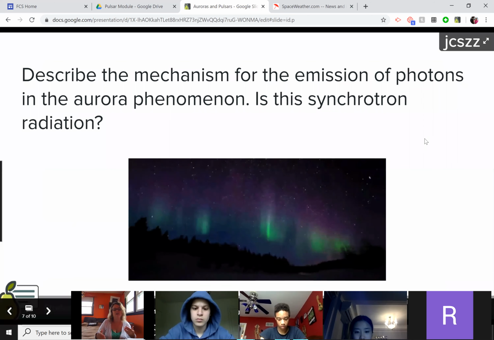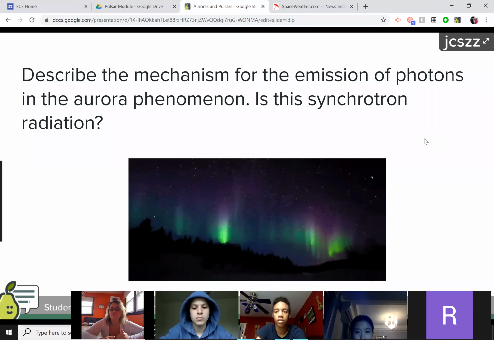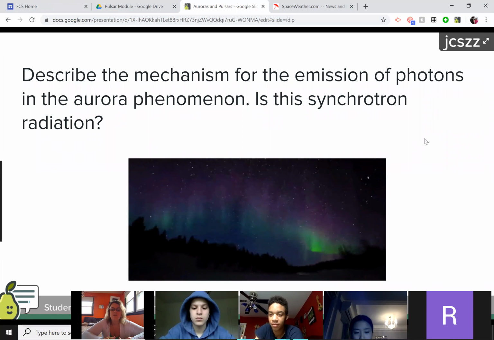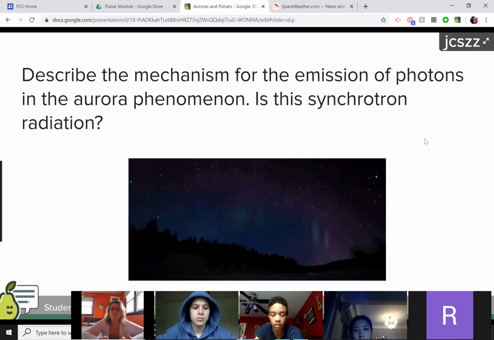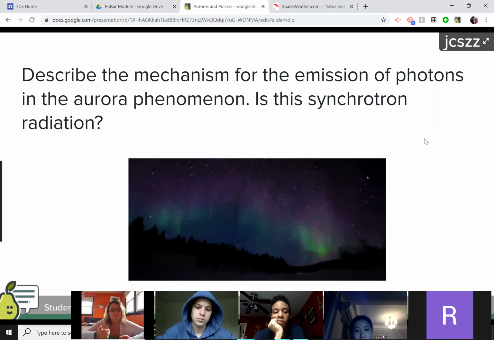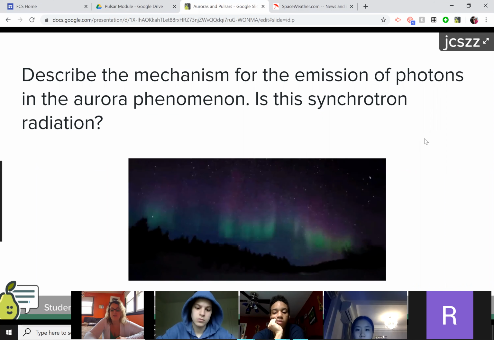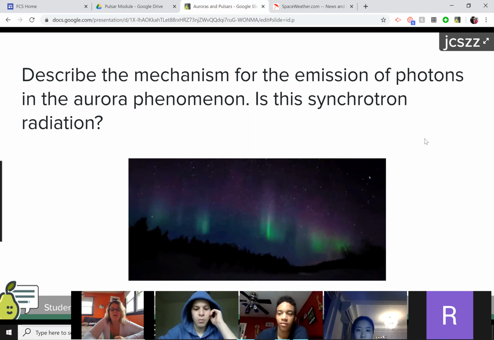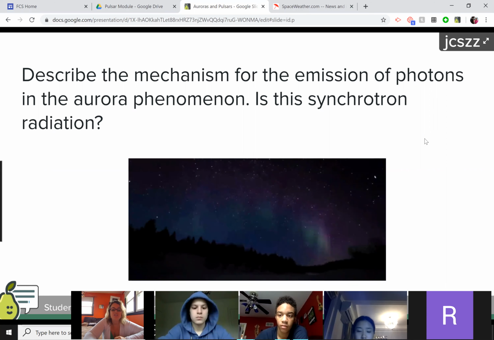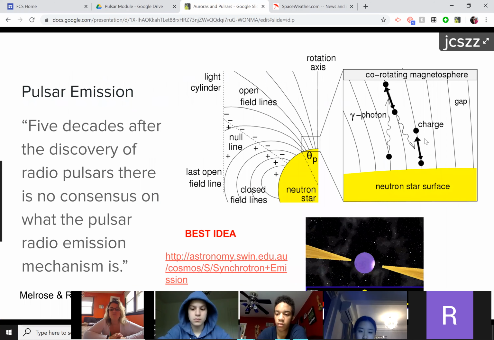So why are these kinds of things related? Well, what I was saying last week is magnetic fields direct charged particles. So here we have an auroral phenomenon, something we see all the time, that's generated by the same kind of driven, directed particles by magnetic fields, but the radiation is coming from a different mechanism. It's coming from collisional excitation and relaxation. With neutron stars, what we think is happening is the synchrotron phenomenon.